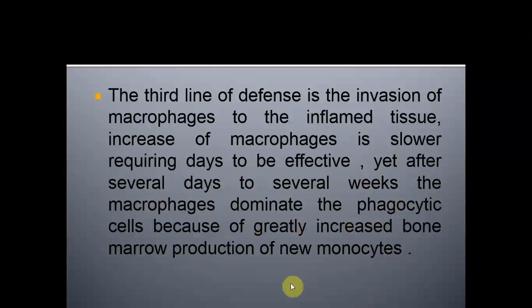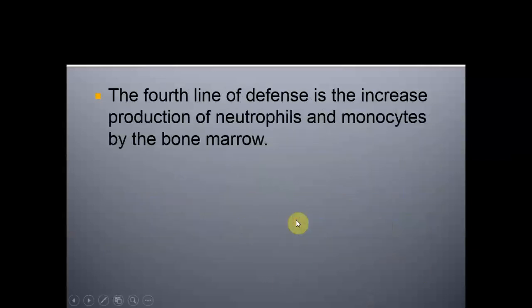Finally, the fourth line of defense will be the bone marrow starting to produce more and more neutrophils and monocytes and respond to the growth factors that are going to guide the pathway of differentiation that the body requires.